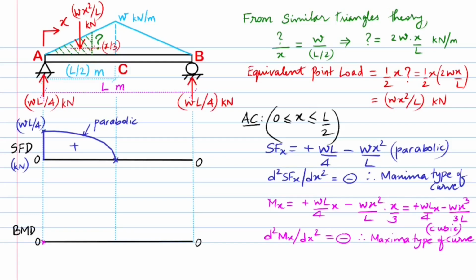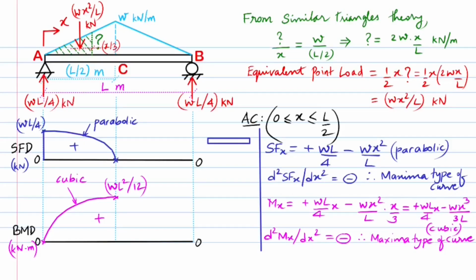The value of the bending moment at the end A is found to be 0 and at the midspan of the beam, that is at point C, it is calculated as W times L squared over 12 kilonewton meter. We hence plot these values in the bending moment diagram and join them by a cubic curve.